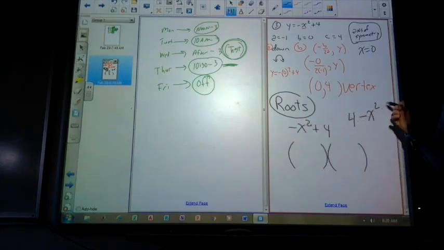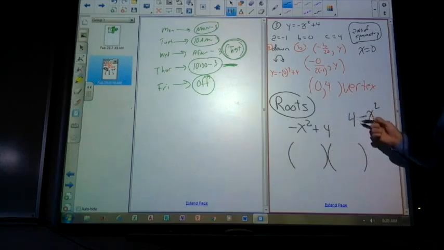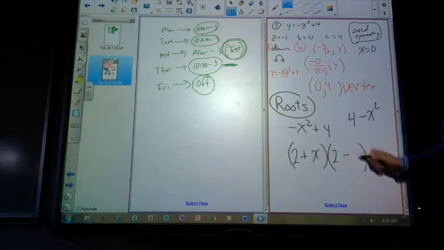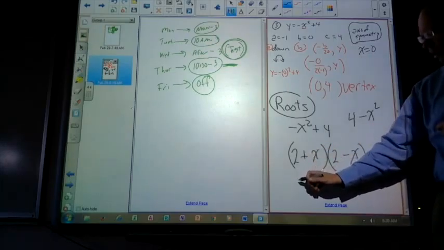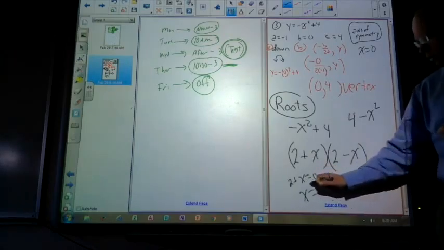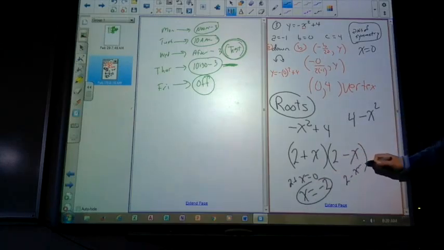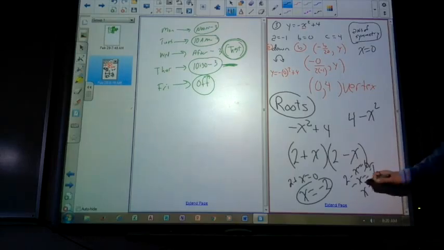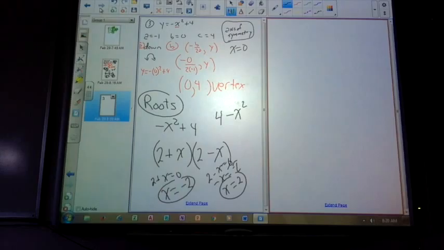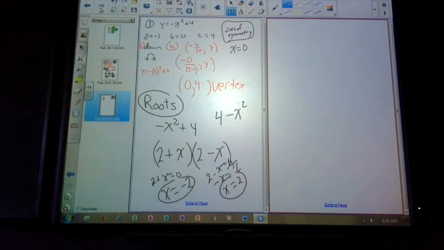Negative x squared plus 4 is the same as 4 minus x squared, yes? If I factor this, I get 2 plus x and 2 minus x. Can I change the order? Yeah. To find the roots, I set each of these equal to 0. So 2 plus x equals 0, subtract 2, so x is equal to negative 2. And 2 minus x equals 0, so negative x equals negative 2, so x equals 2. So I do have some roots. That's where it's going to cross the x-axis, agree?